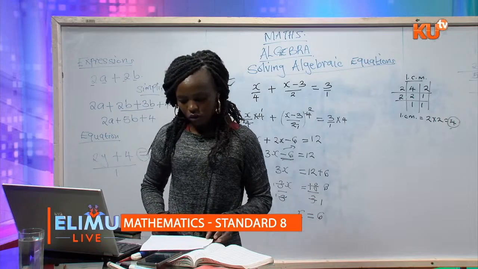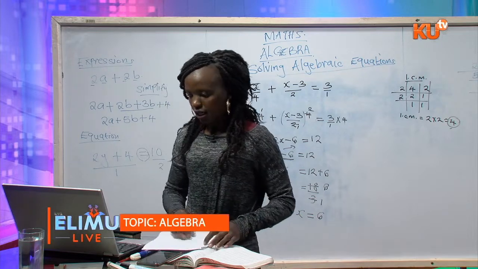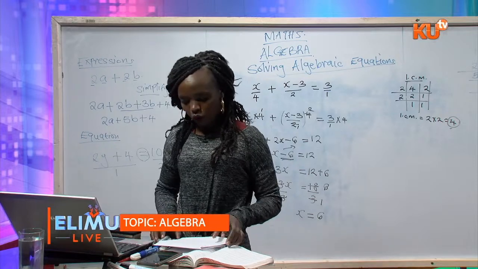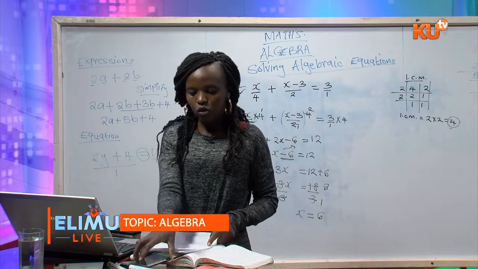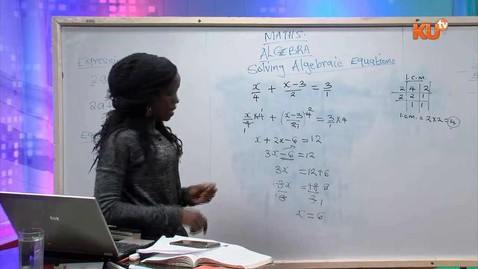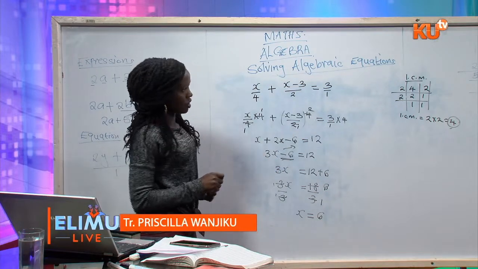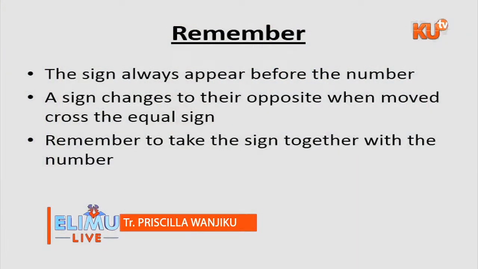So we have seen how to get the values of different equations, and I hope that we have understood, and we will be able to do the same if it is brought in the exam. So remember, in algebra, what you are required to remember is that when you take a number to the other side of the equal sign, the sign changes to the opposite. The sign changes to the opposite of that sign, and then the sign will always appear before the number.